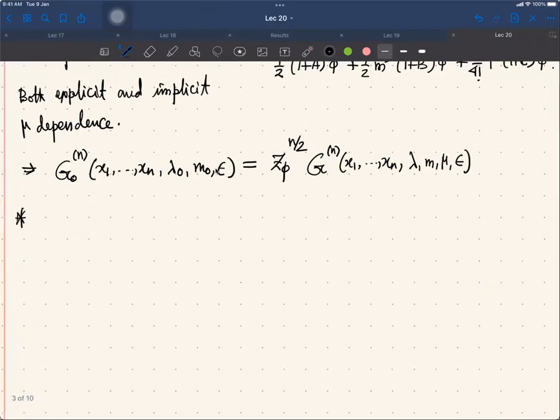Then, once we know these bare Green's functions and renormalized Green's functions in terms of the path integrals, which is what we just did, we can define the bare and renormalized 1PI vertices by using the relation of those vertices to the Green's functions.